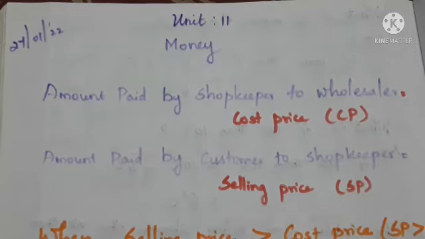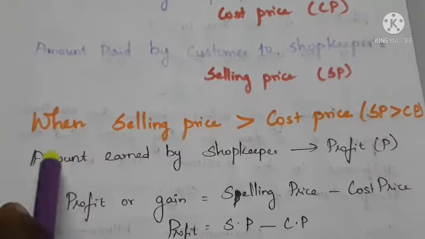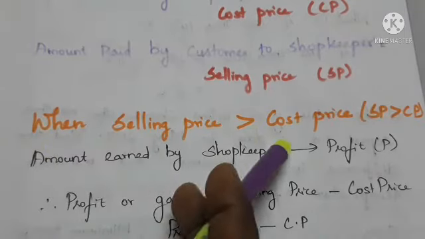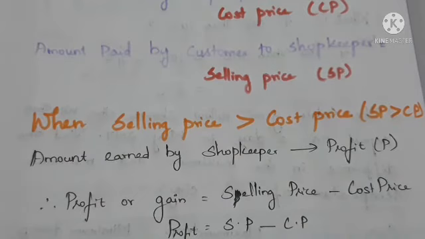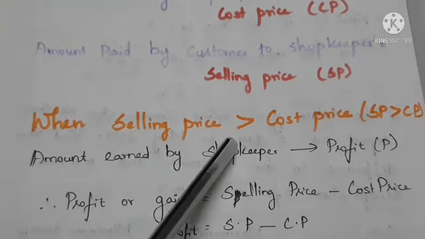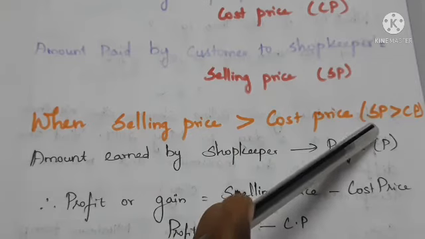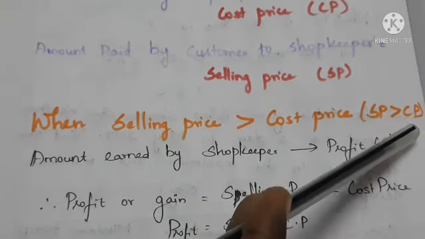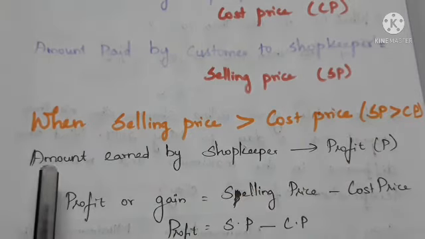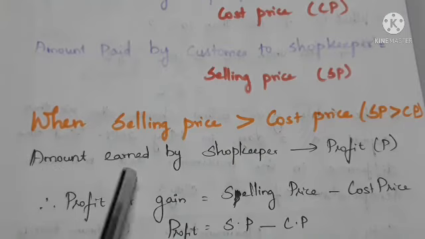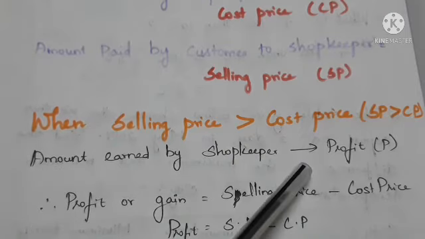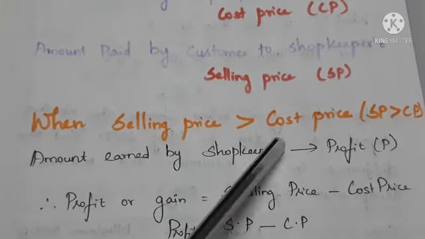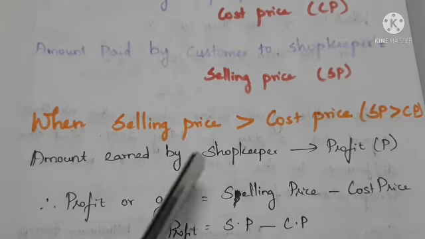Next, children, when selling price is greater than cost price, in short SP is greater than CP, that means we will get the profit. The amount earned by the shopkeeper is profit. So when selling price is greater than cost price, the shopkeeper will earn some amount.